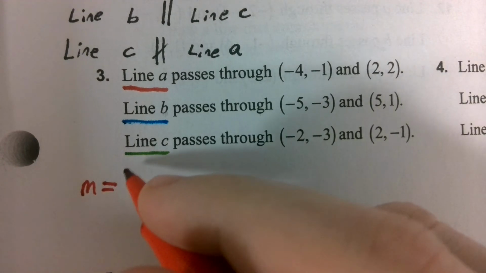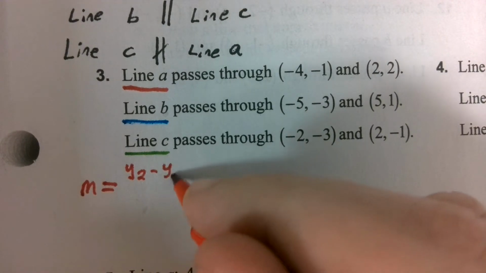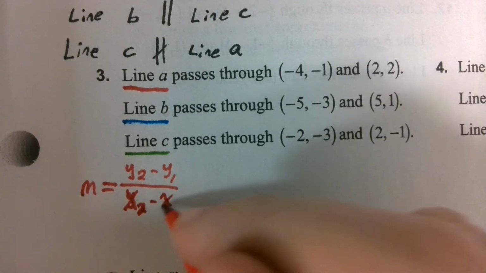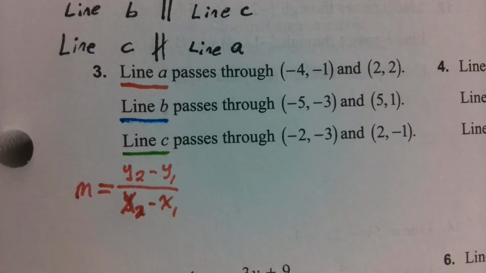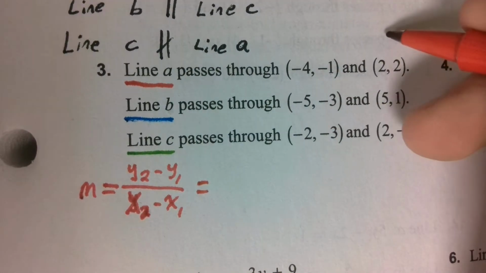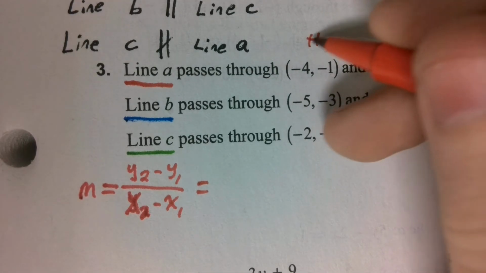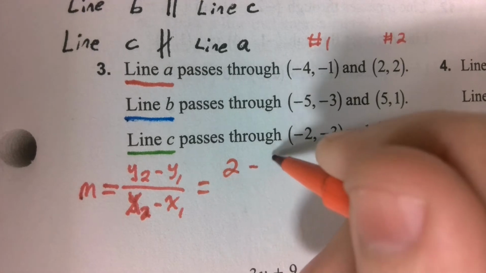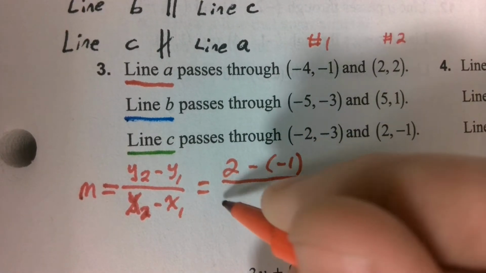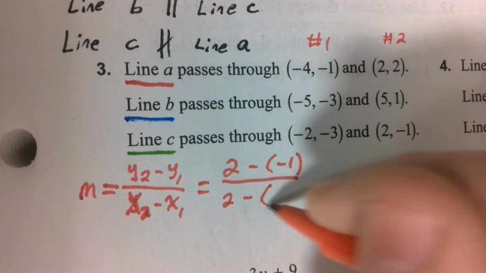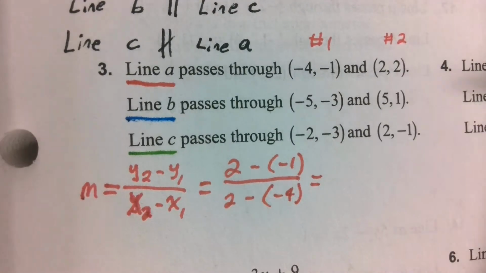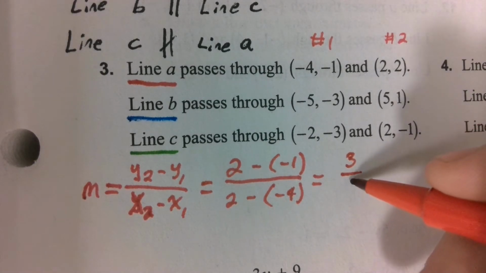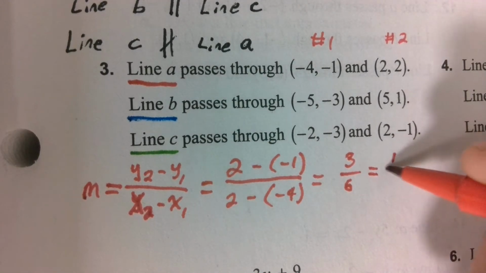To find the slope when you don't have a graph, you need to use your slope formula: y2 minus y1 over x2 minus x1. Let's say that this point is point number 2, this point is point number 1. That means that y2 would be 2, y1 would be negative 1, x2 would be 2, x1 would be negative 4. So 2 minus negative 1 will give us 3, 2 minus negative 4 will give us 6. Our slope is 1/2.